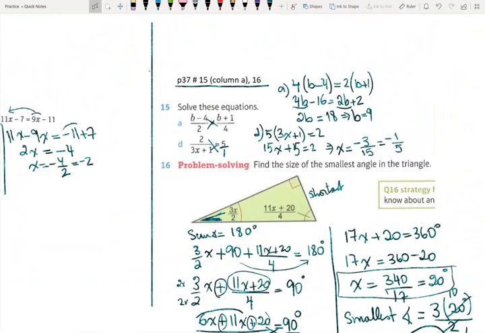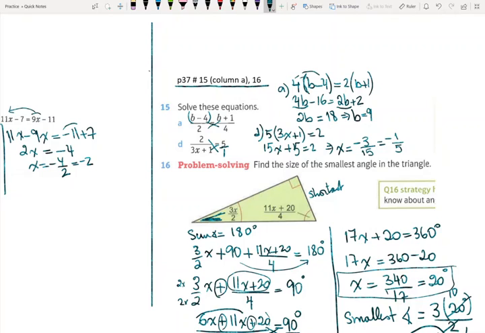Now we're going to continue correcting the homework, page 37, number 15, column A. We have two fractions with an equal sign between them, therefore we can cross multiply in order for us to solve for b. So when you cross multiply, you're going to have 4 times (b minus 4), so you have to write b minus 4 in brackets because they are all together as the numerator, which is equal to 2 times (b plus 1).